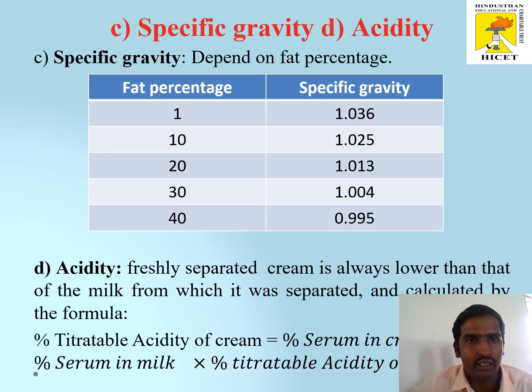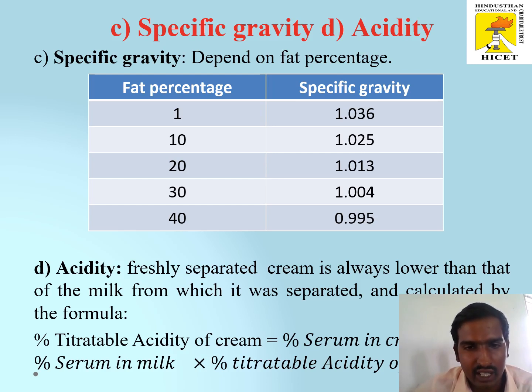Specific gravity: whenever the fat percentage increases, the specific gravity of the cream decreases. When the fat percentage is 1, the specific gravity is 1.036, and as the fat percentage increases to 10, 20, 30 and 40, you can see the differences in the specific gravity, and it reduces.